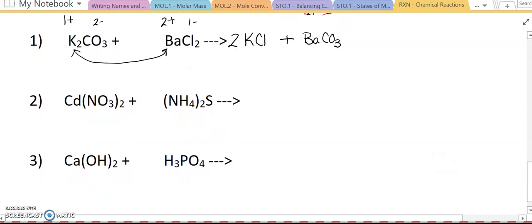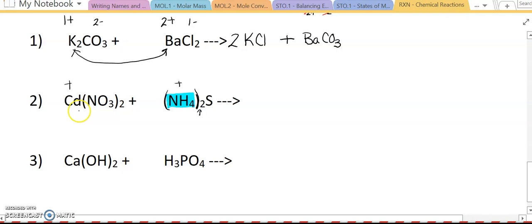Let's take a look at another one. I've got cadmium nitrate reacting with ammonium sulfide. Again, positive and positive. Ammonium is a positive polyatomic, and that means I will take the entire polyatomic of NH4. And with most polyatomics, it is going to be in parentheses, and here's the subscript that I'm going to leave behind. I just use that for balancing purposes.